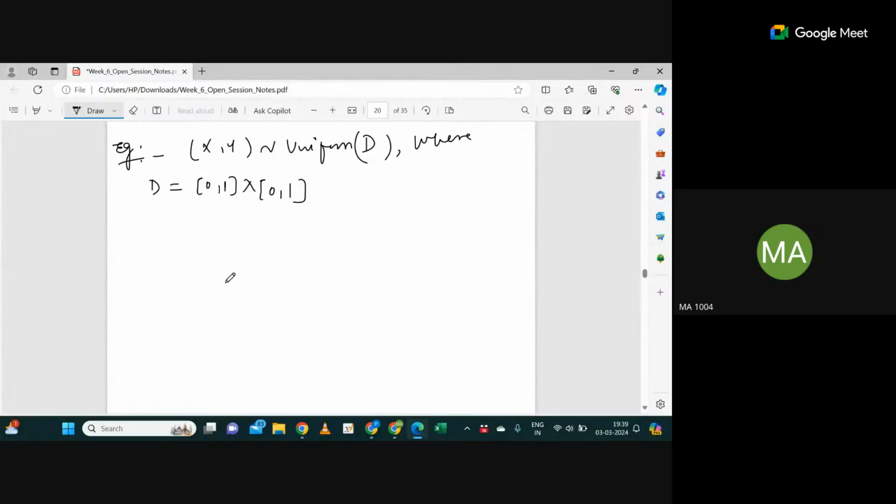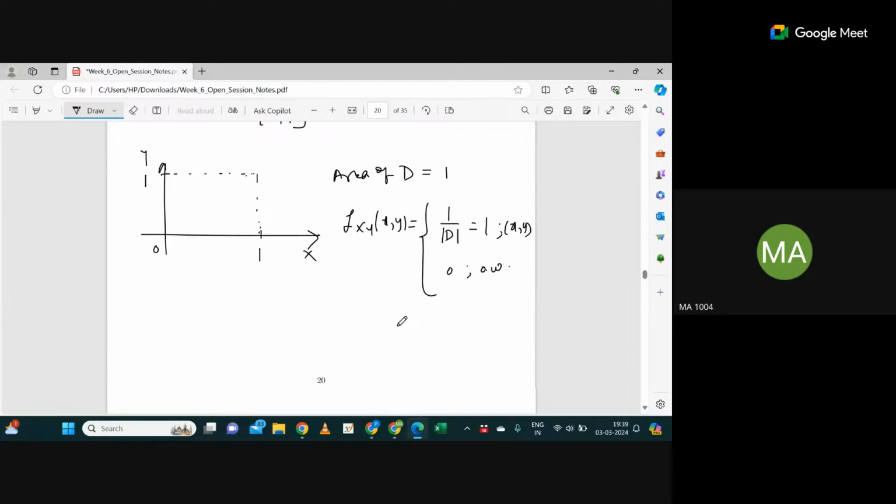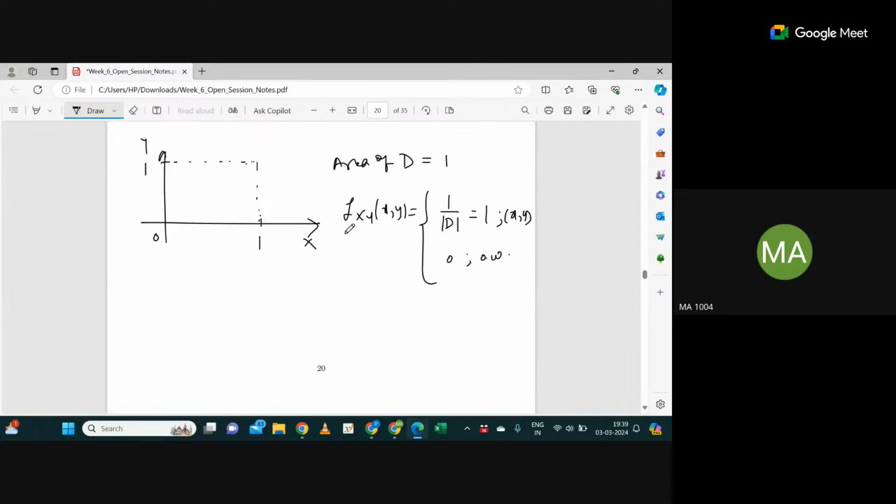So what is the total support of X and Y? Suppose this is 1, this is 1, and this is 0. So this is the total support. Then what is the area of D? Only 1. So how will you define the joint density? Joint density is nothing but 1 upon modulus of D, which is again 1, and it takes value 0 otherwise.